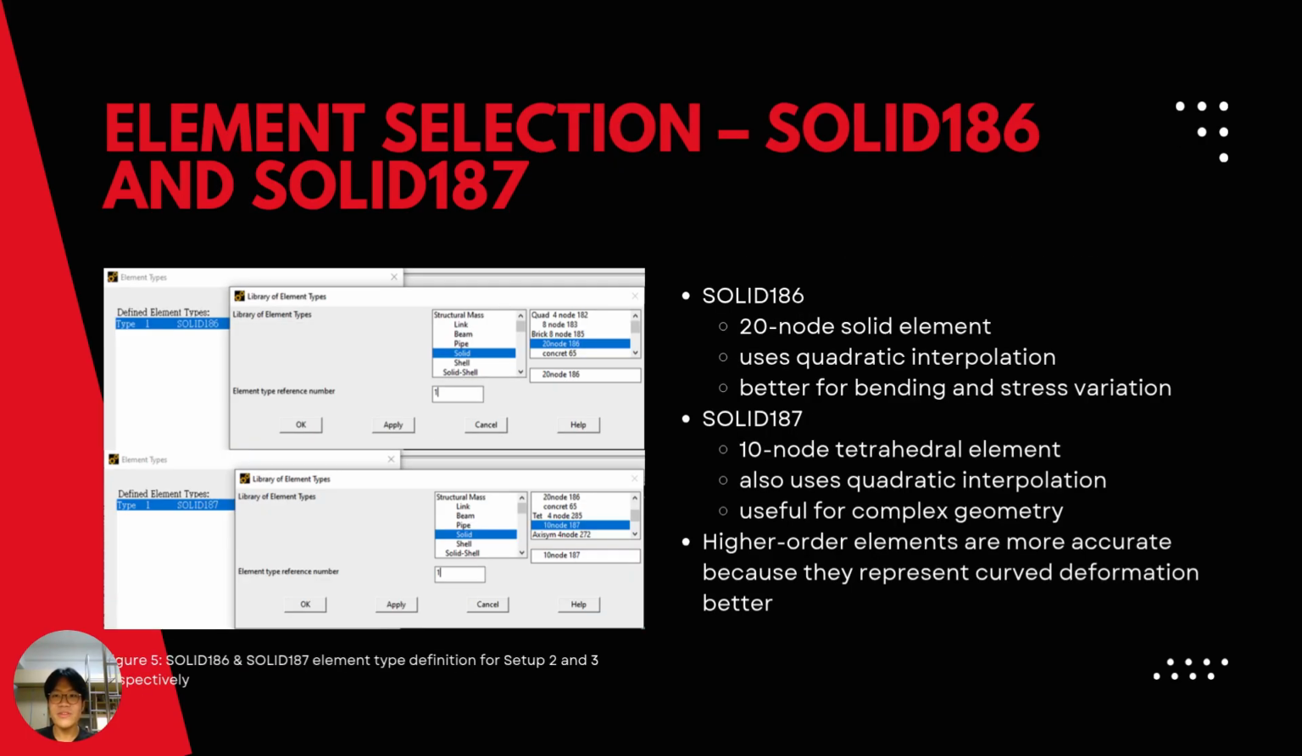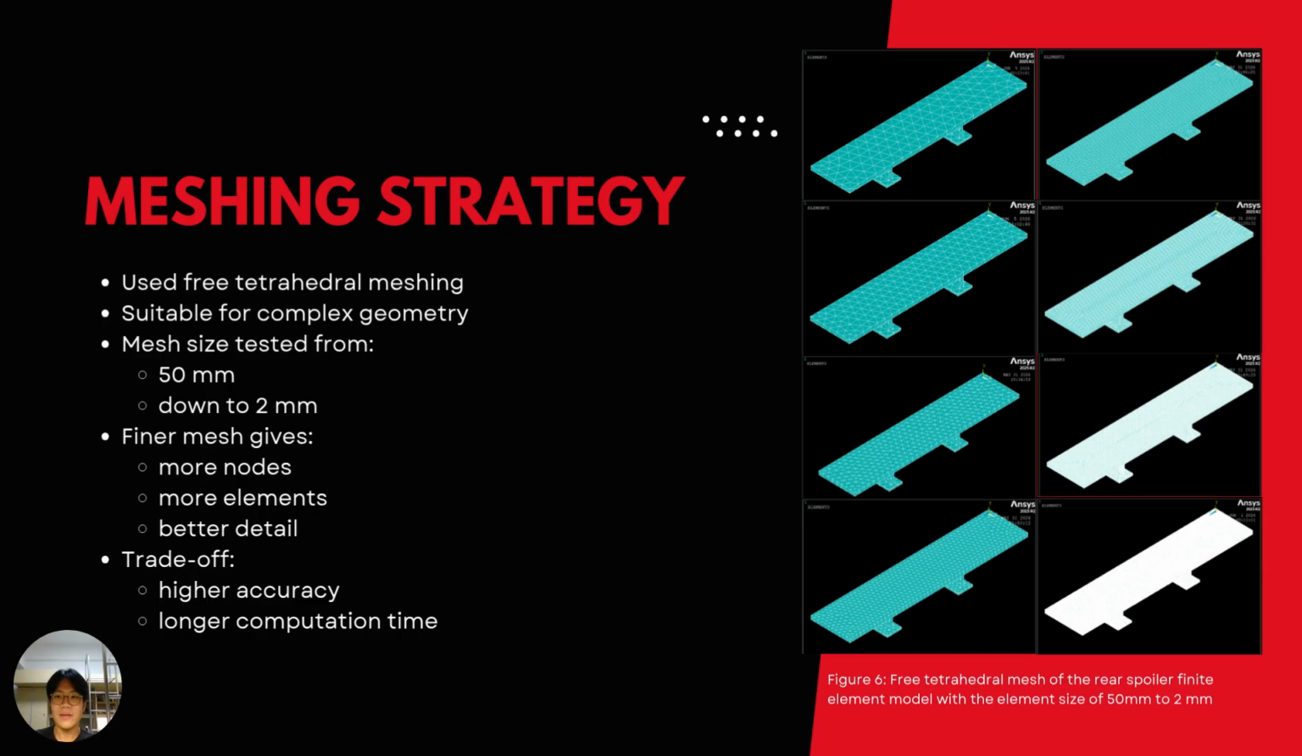The second element was Solid186. This is a 20-node higher-order solid element that uses quadratic interpolation. In simple terms, it can represent curved deformation better than Solid185. The third element was Solid187, a 10-node higher-order tetrahedral element. It also uses quadratic interpolation and is useful for complex shapes. In general, higher-order elements can capture bending and stress variation more accurately, often with fewer elements.